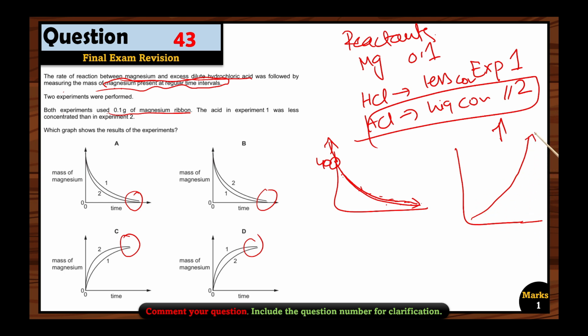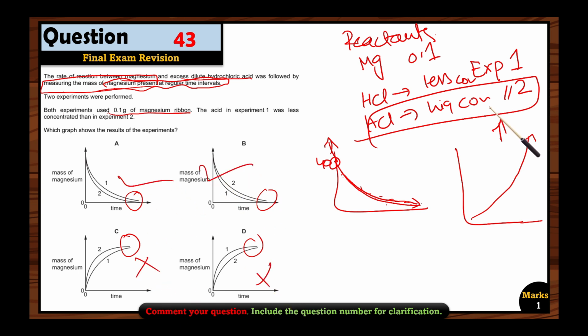Because the reaction will become faster, so the magnesium will also react more with the passage of time. So now you have to read this question very carefully. Measuring the mass of the magnesium present at regular intervals, so the leftover mass you have to check. So that's why this type of graph will be the right graph. These are wrong.